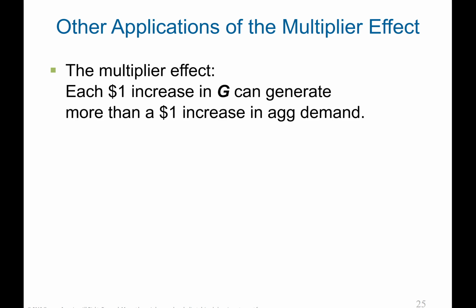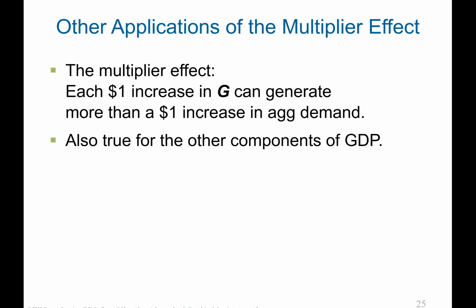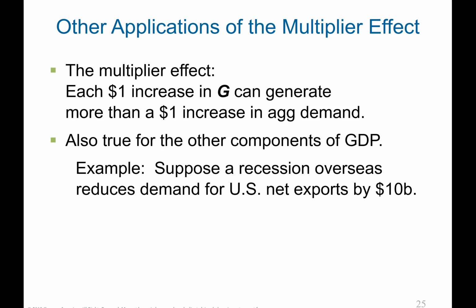So, other applications. The multiplier effect tells us that every $1 increase in government expenditures can generate more than a $1 increase in aggregate demand. So that's just a given, that for each $1 spent by the government, that money is going to multiply throughout the economy. It's also true for other components of GDP.